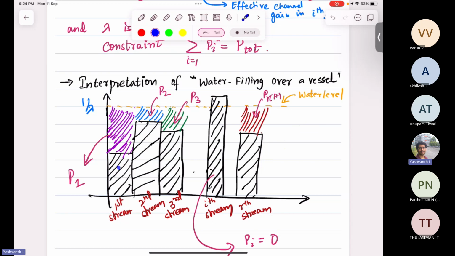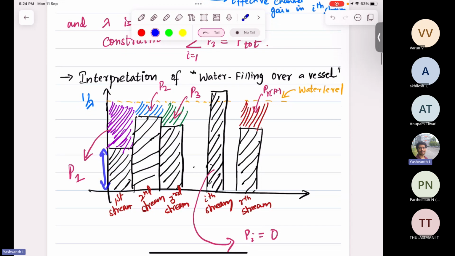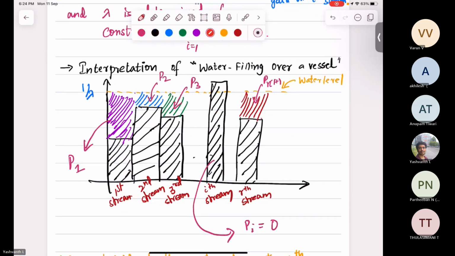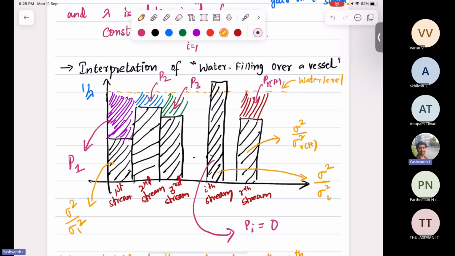Inside the vessel, I have some different number of vertical bars, and the height of each bar is different. Now each bar is like one stream of the channel. The height of the bar is precisely given by this quantity, sigma square by sigma i square. Maybe I can write it here. So for example, this is sigma square by sigma R_H square. This is sigma square by sigma 1 square. For the ith stream, the height is sigma square by sigma i square. That is the height of the bar.